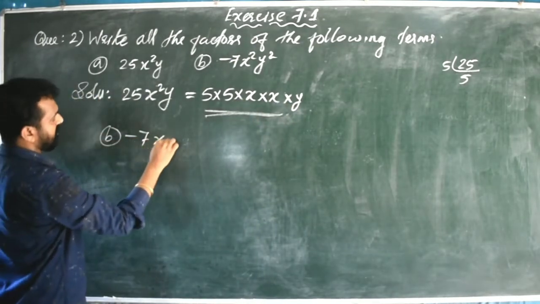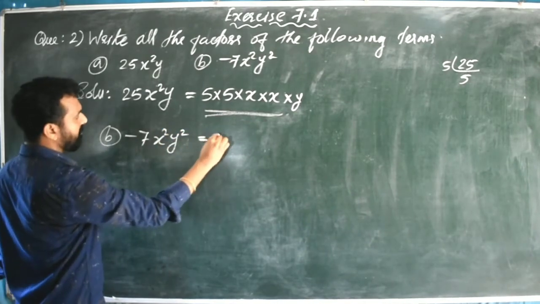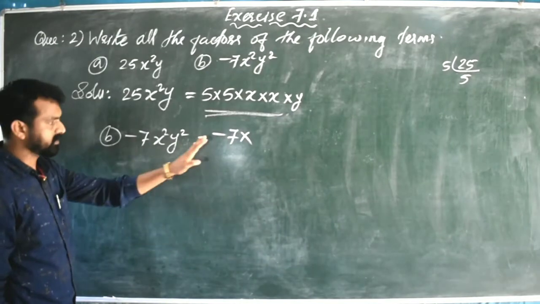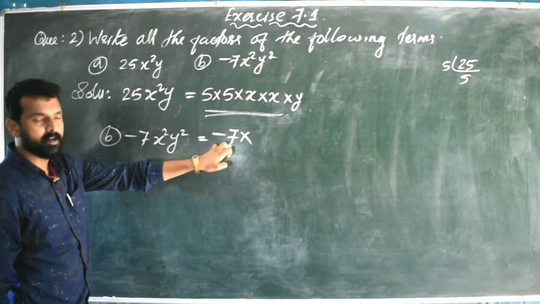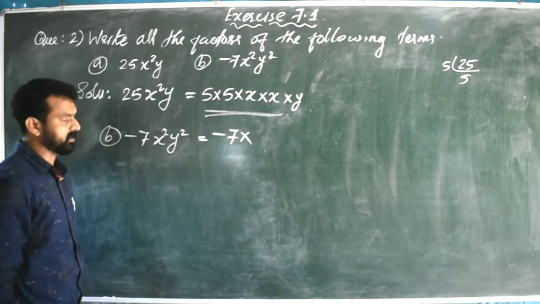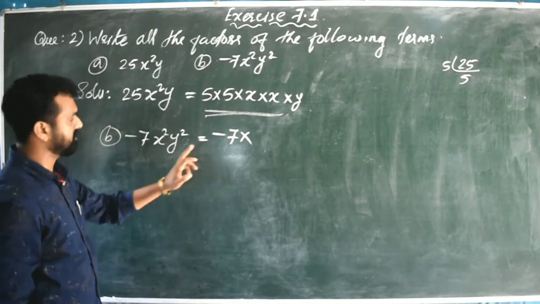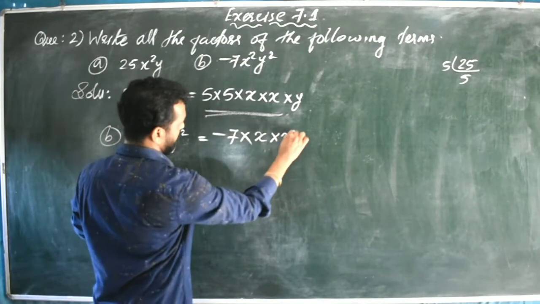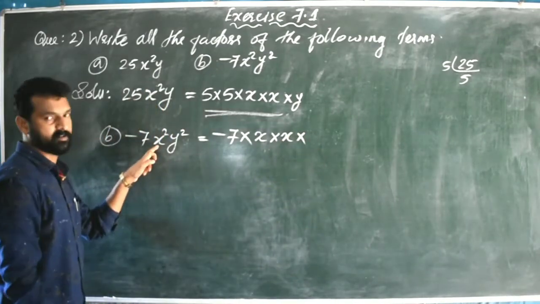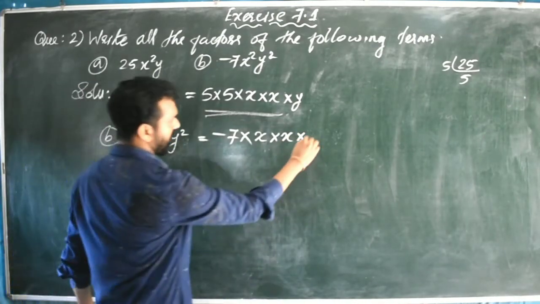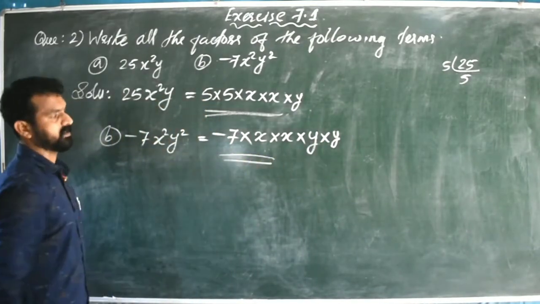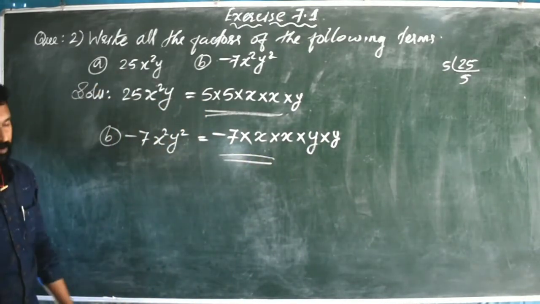Now question number B: minus 7 x square y square. Minus 7, even if it is a prime number, even if we factorize, we will get the factors 1 into 7 only. So we will write that as it is: minus 7 into x square, which we can write as x into x, and y square, that is y into y. That is the answer. This way we can factorize a monomial.